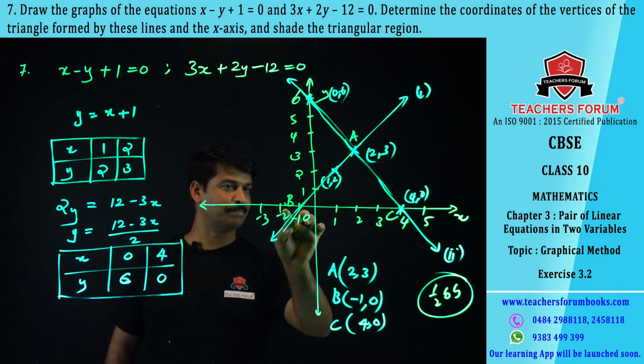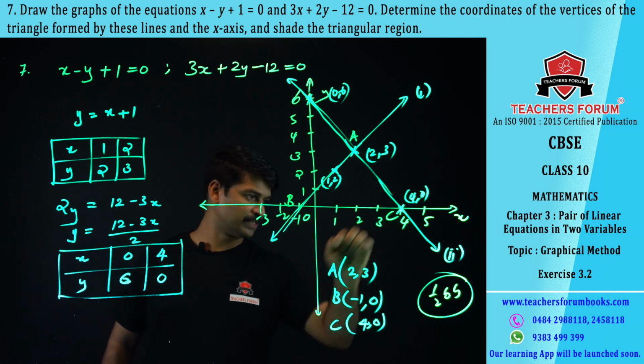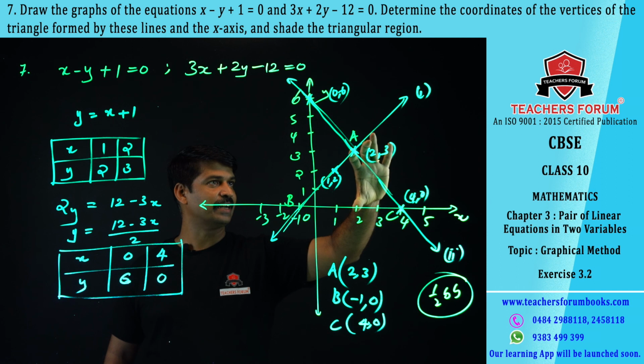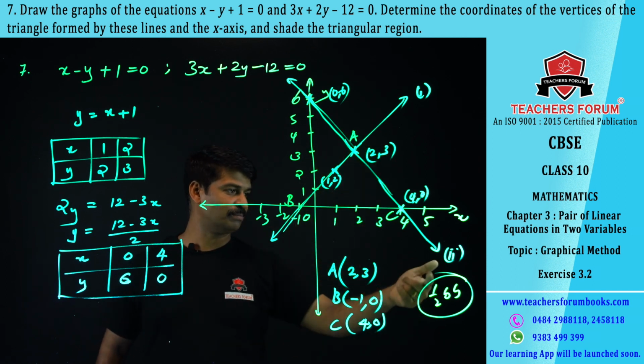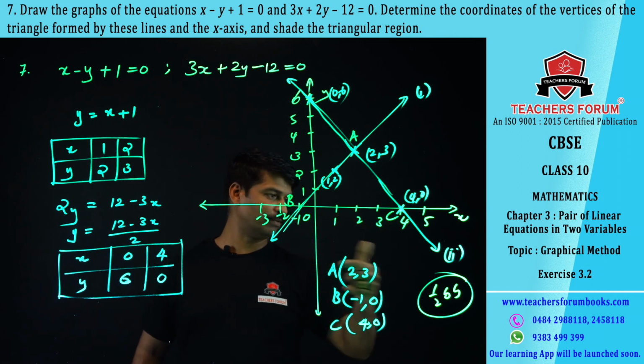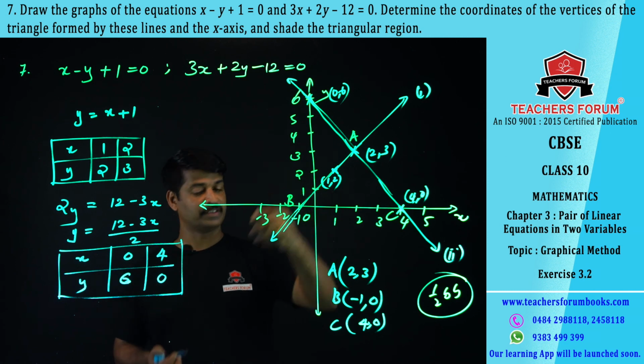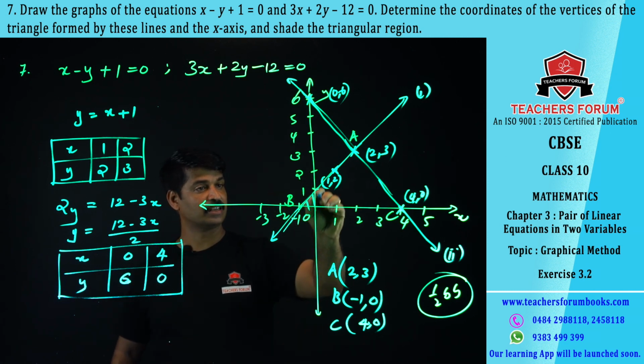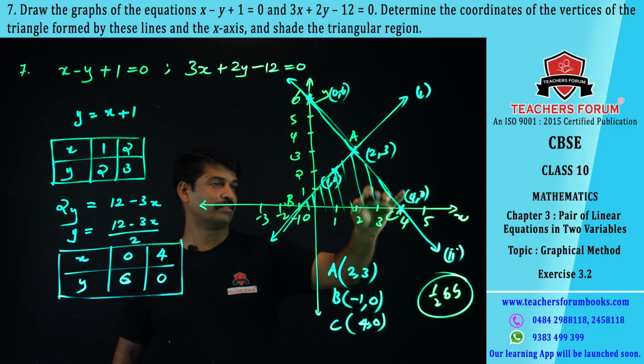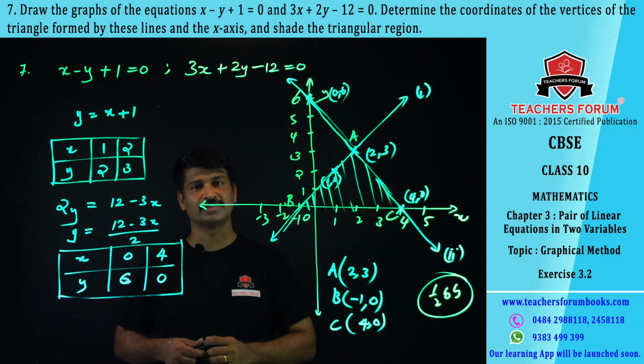Okay. So 5 is the base. 5 unit is the base. Now what is height? This is the height. What is the height? 3 is the height. So if you substitute 5 and 3 as B and H, you can find the area of this triangle also. So this is the required triangle. Okay. I think it is clear. It's a very simple one.